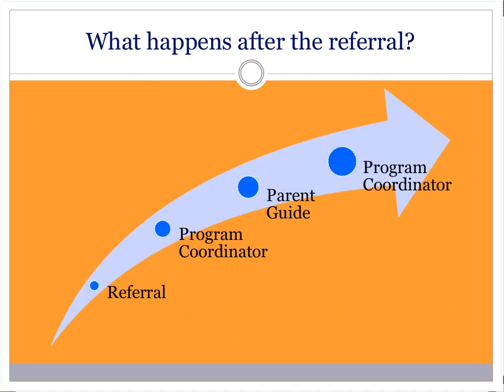So for those that are visual learners, the referral comes to the program coordinator who initiates the contact and talks with the family, finds out what their needs are, then matches them to the parent guide who works one-on-one with the family. And then after the family says they are ready to exit the program, the parent guide will inform the program coordinator, who will in turn send the family an exit survey and close out the family file.